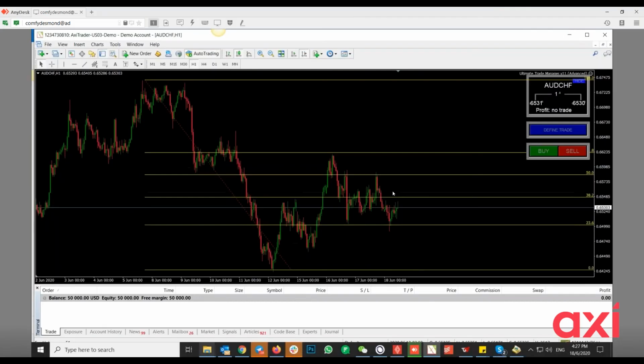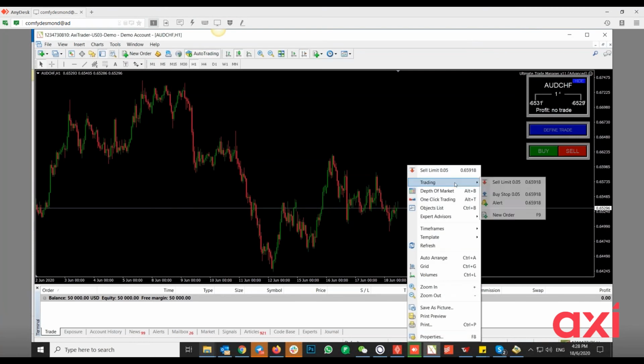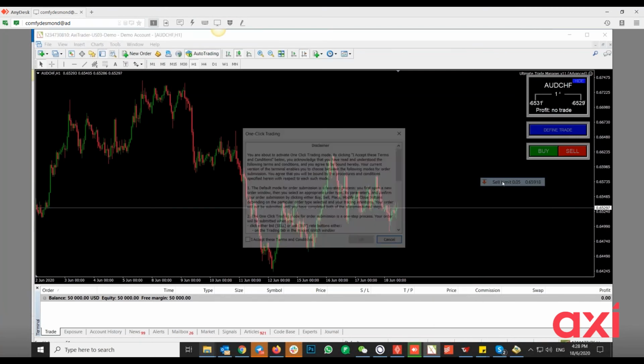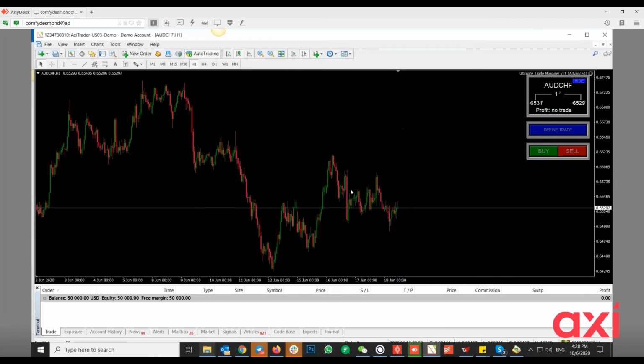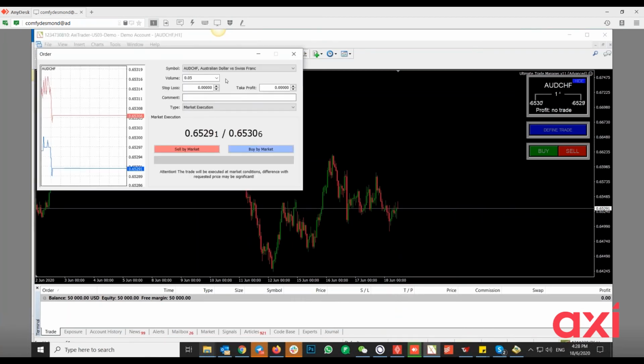So I will come to MT4 and I will place a 3.21 lot trade, right? How would I do that? I will right click and I'll click trading. I'll click sell limit. Oh, sorry. Trading, and we want to put a new order, right?